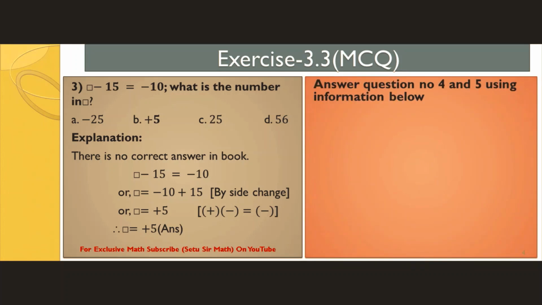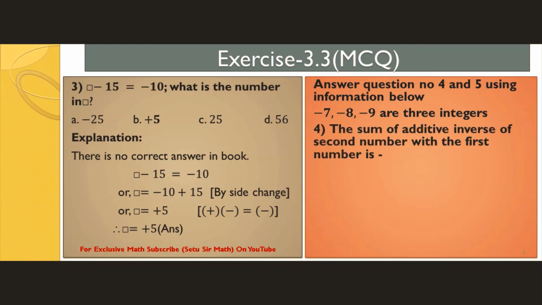Answer question number 4 and 5 using information below. So let's see the information. Minus 7, minus 8, minus 9 are 3 integers. So the number 4 question: the sum of additive inverse of second number with the first number. You can see in here the second number is minus 8 and the first number is minus 7. The sum of additive inverse of second number with the first number is, these are the options, the answer will be 1. Let's see the explanation.